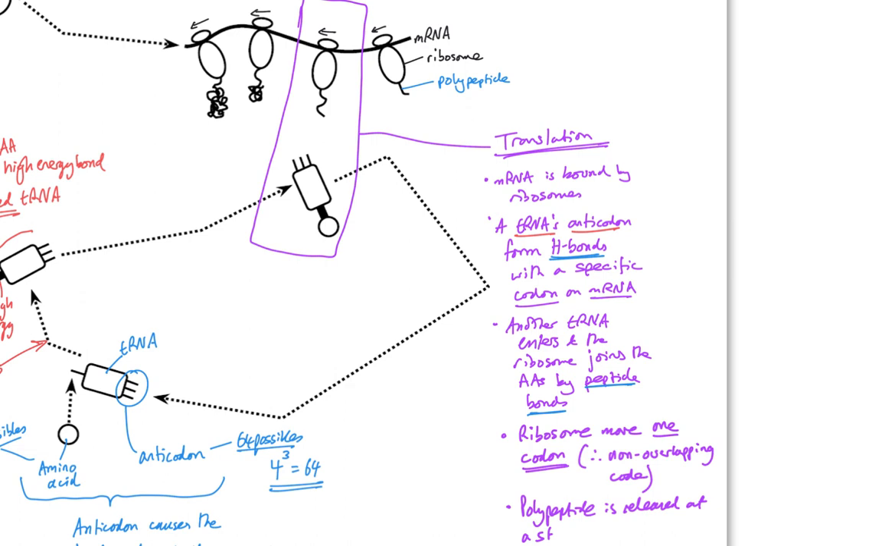At a stop codon, there is no encoding tRNA, so tRNAs don't exist with a corresponding anticodon. So the ribosome waits around a minute, no tRNA arrives, and therefore it just dissociates. The top bit falls off, the bigger bottom bit falls off, and it will release the polypeptide, which, as you can see, is already folding into a protein.